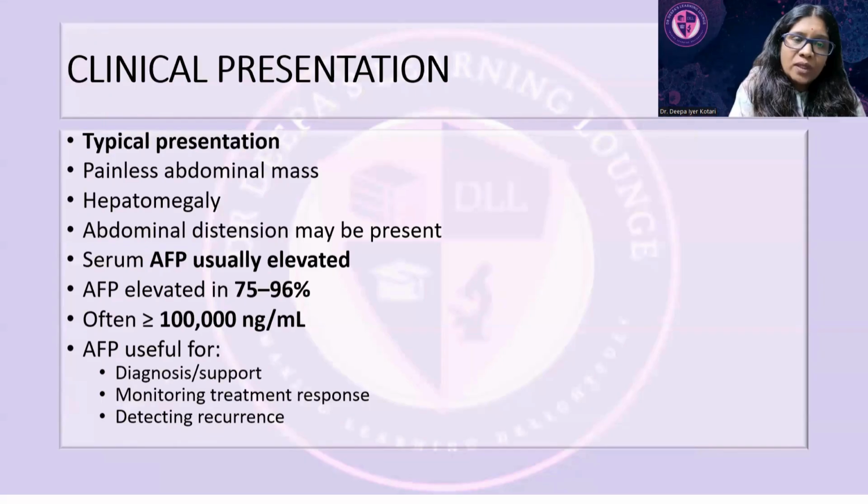Importantly, alpha-fetoprotein is not simply a diagnostic marker, it is also a prognostic marker. During the follow-up to assess the response and subsequently to help detect a recurrence also, alpha-fetoprotein remains an important marker for hepatoblastoma. However, there is one important pediatric caveat. AFP is also physiologically elevated during infancy.